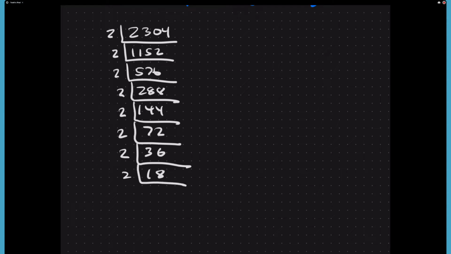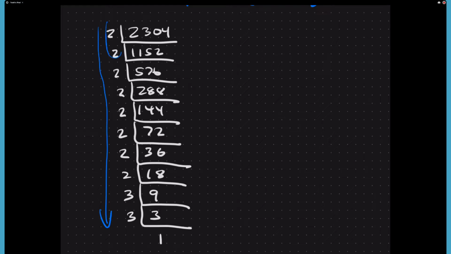And 2 will go into there, leaving us with 9. And finally, we're going to break this down into 3, 3, and we're left with 1. So we can see on the left-hand side, I've got a pair of 2s, a pair of 2s, a pair of 2s, a pair of 2s, and a pair of 3s. Therefore, if I want to determine if this is a perfect square, we have to ensure that every one of these numbers is able to pair up, which they do.